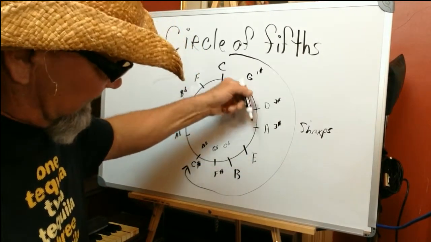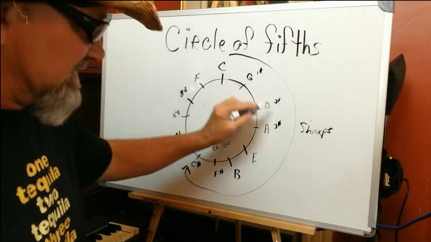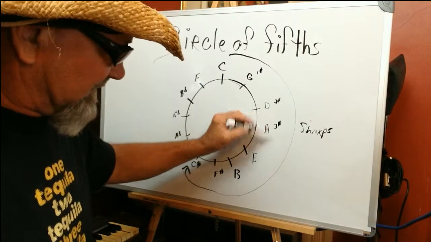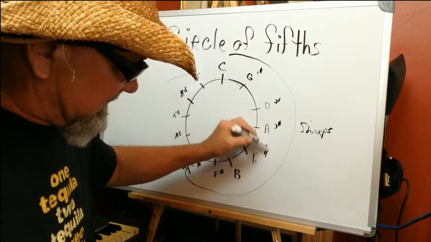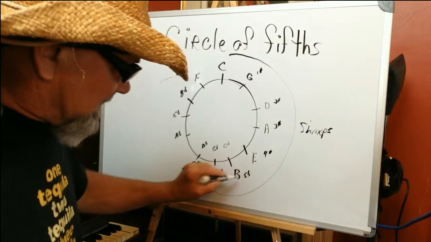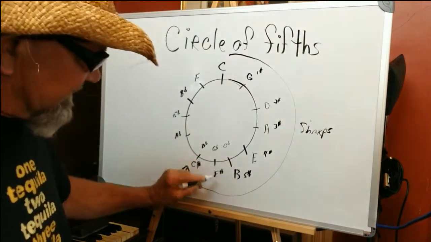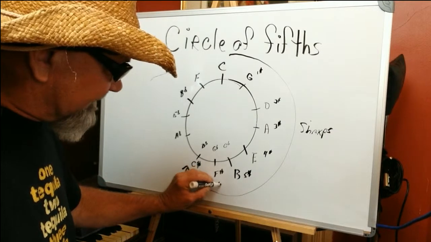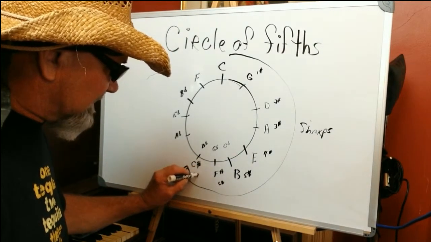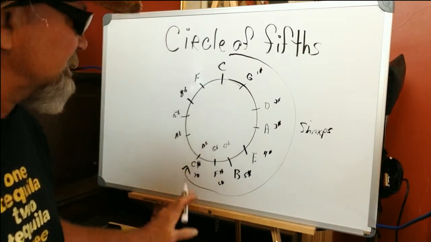As you can see, the formula going around this way is you add a sharp each way around, all the way up to the C sharp there. So we go 4 sharps in the key of E, 5 sharps in the key of B, 6 sharps in the key of F sharp, and 7 sharps in the key of C sharp. That's the most we can have. That's the most that will be.